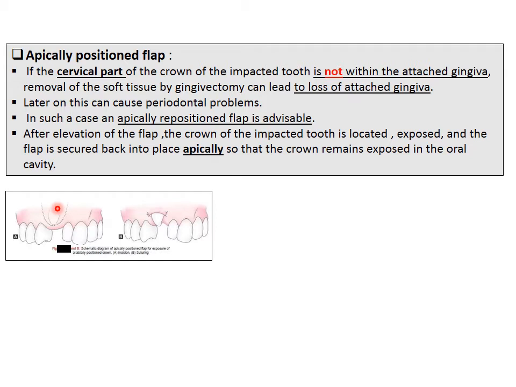After the elevation of the flap, the crown of the impacted tooth is located and exposed by removal of the bone, and the flap is secured back in an apical position so that the crown remains exposed to the oral cavity. Just by looking at the picture, you can understand what the apically repositioned flap is.